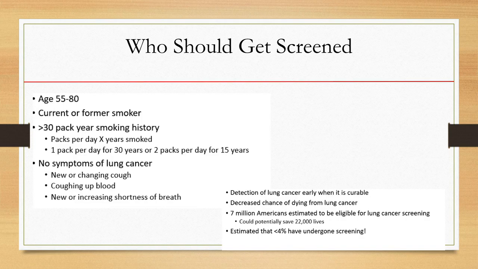So who should get screened? We talk about patients that are 55 to 80 years old, current or former smoker, and we define it as greater than 30 pack year smoking history. How we calculate that is the packs per day times the years smoked. So 1 pack per day for 30 years would be the same as 2 packs per day for 15 years. And you have to be asymptomatic. So these are patients that aren't having a new cough, aren't coughing up blood, not increasing shortness of breath, just going about their life but have a history of smoking, okay?